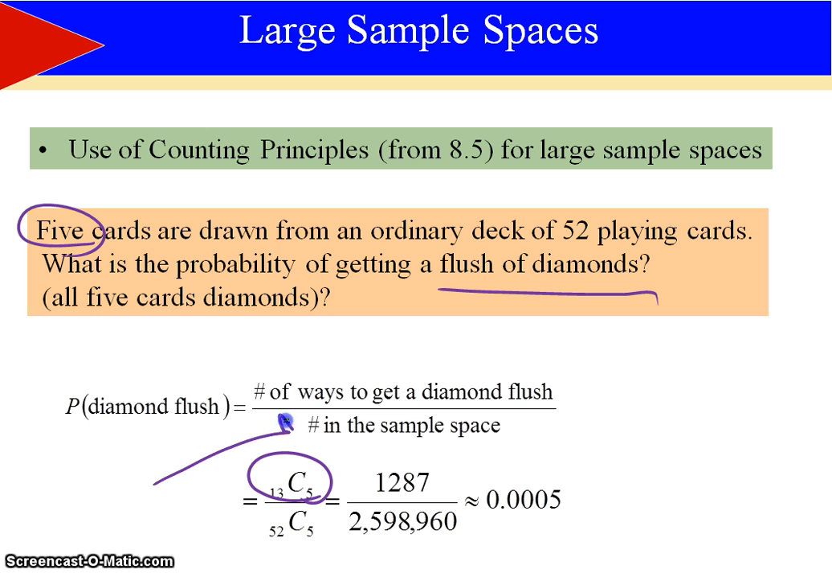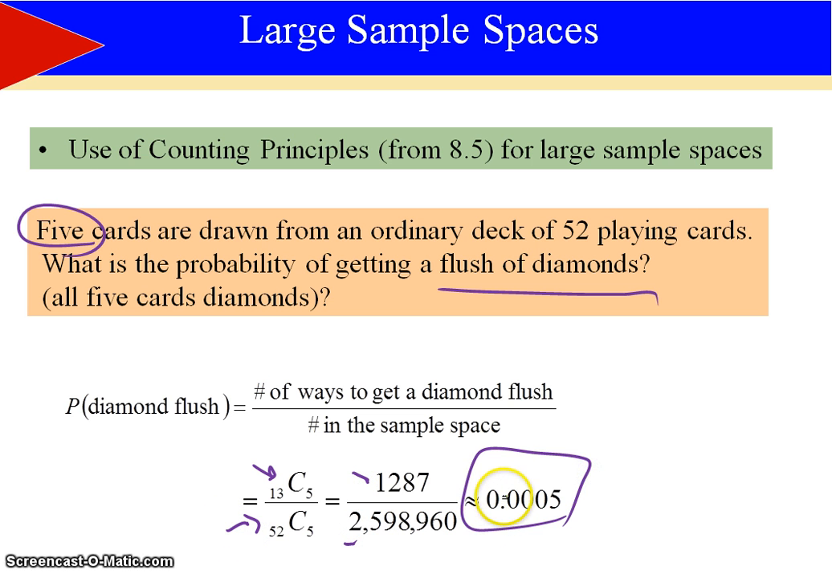The number in the sample space, well, there are 52 cards in the sample space, and we're going to select groups of 5 of them. So that would be 52 choose 5. So you would put 13 choose 5 into your calculator, 52 choose 5 into your calculator, and then divide. So it's very low chance. The probability is 0.0005. Very, very low chance of you getting all diamonds if you're dealt 5 cards.